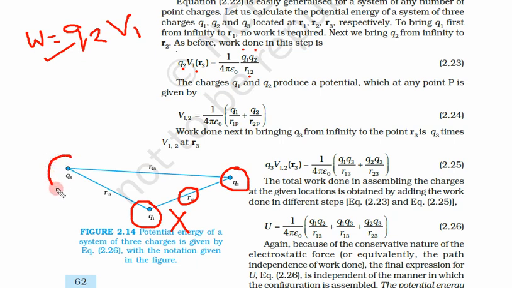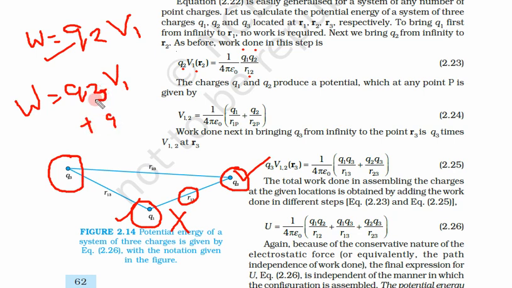As soon as we bring this third charge, now it will feel the potential due to two charges, this q1 and this q2. So now the work done is simply q3 v1 plus q3 v2. So this is the total work done.